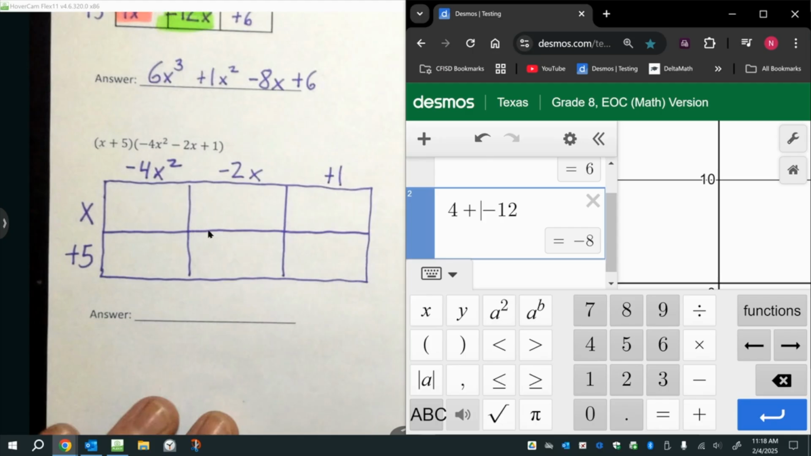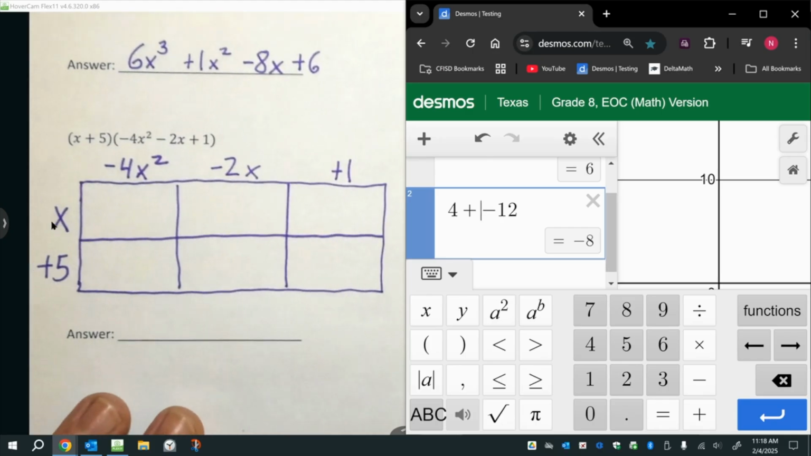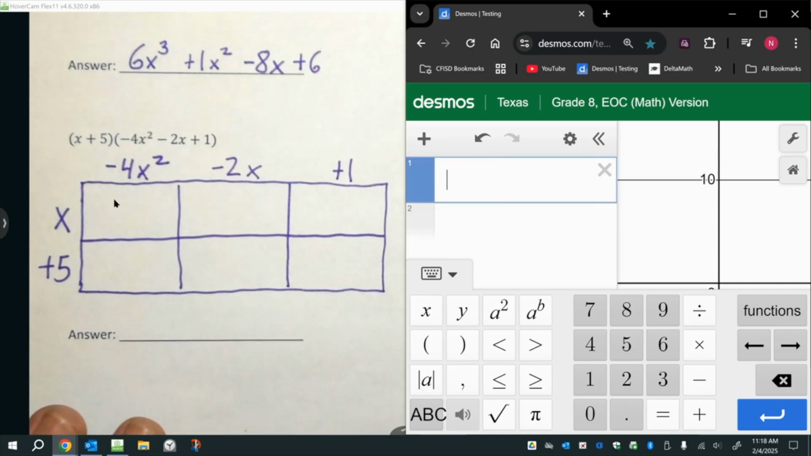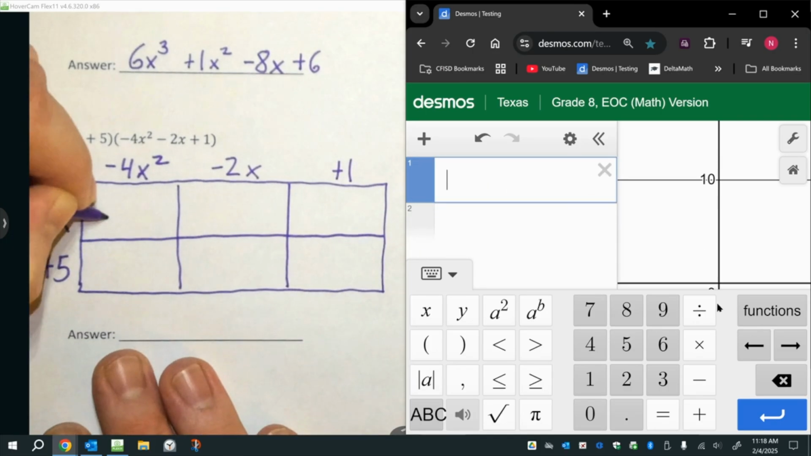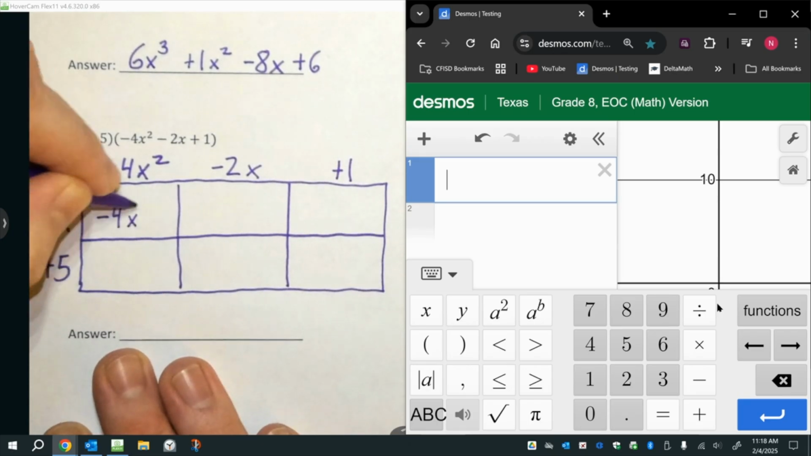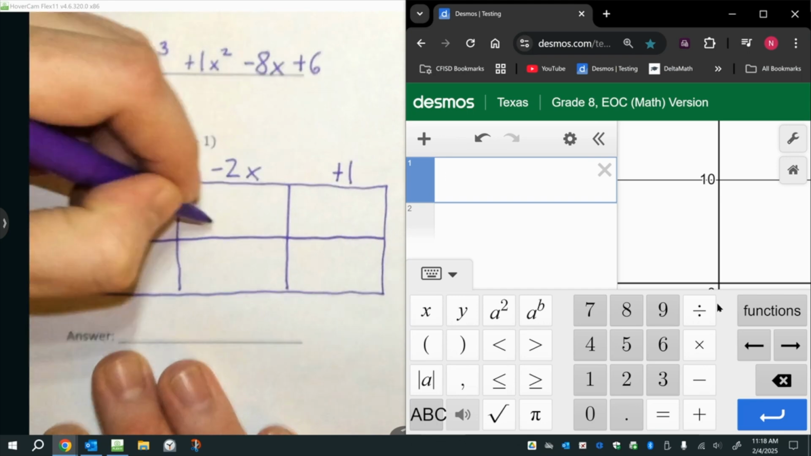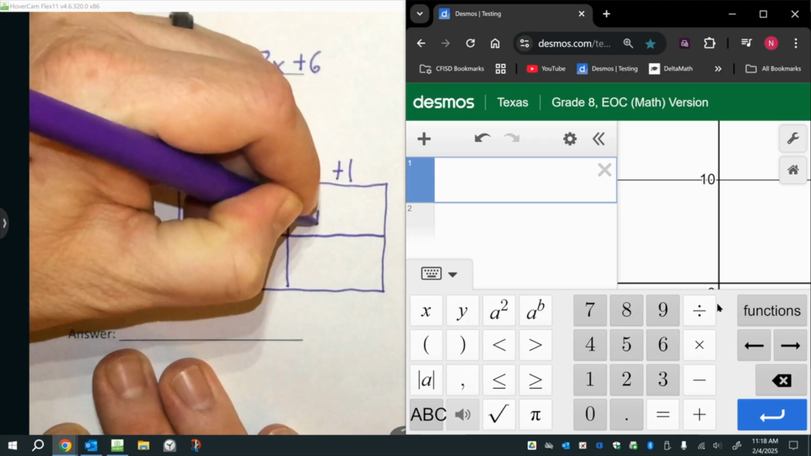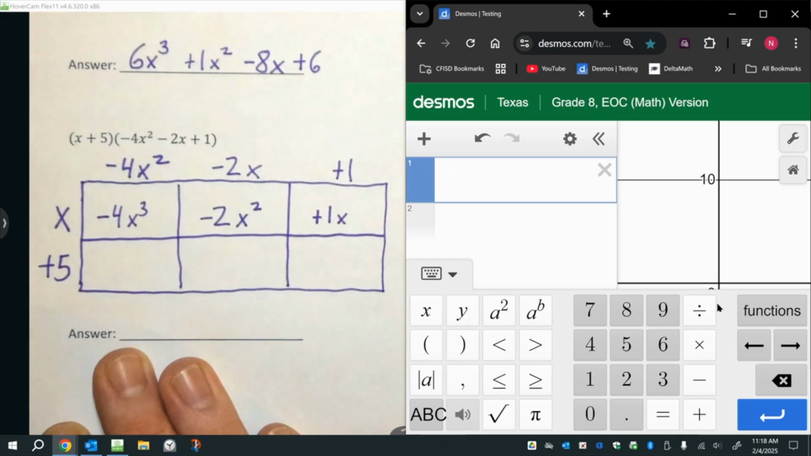Okay, so we're going to multiply. Now we're taking a 1 and multiplying it with all this. Well, 1 times all that stuff is going to be all of that. So I'm going to have negative 4. This is an x squared, and that's x, so this is going to be x cubed. Negative 2. x and x is going to make that x squared. And then 1 times x is positive 1x.